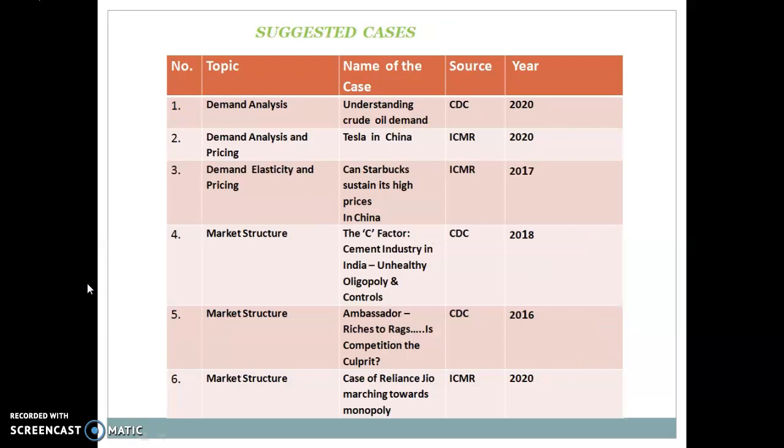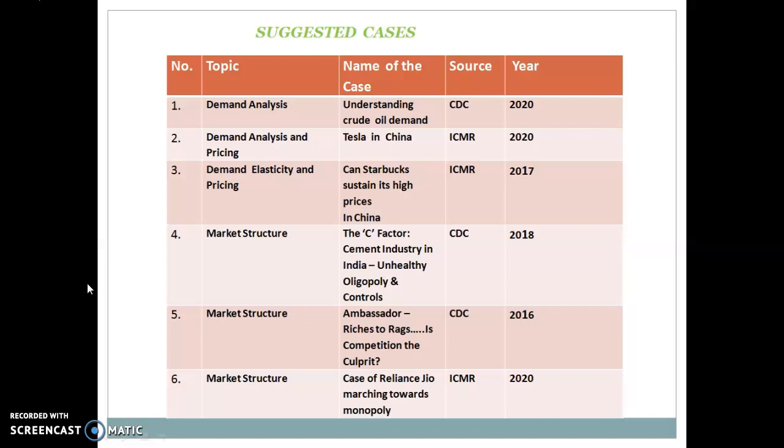Last but not the least, we would be discussing the suggested cases, because as I mentioned earlier, we would be extensively using cases and caselets to understand and analyze the microeconomic principles. So under demand analysis, we have three cases: understanding crude oil demand, Tesla in China, and specifically under the topic of elasticity, we have the case, can Starbucks sustain its high prices in China? In fact, this case can also be dealt with under the chapter of pricing.